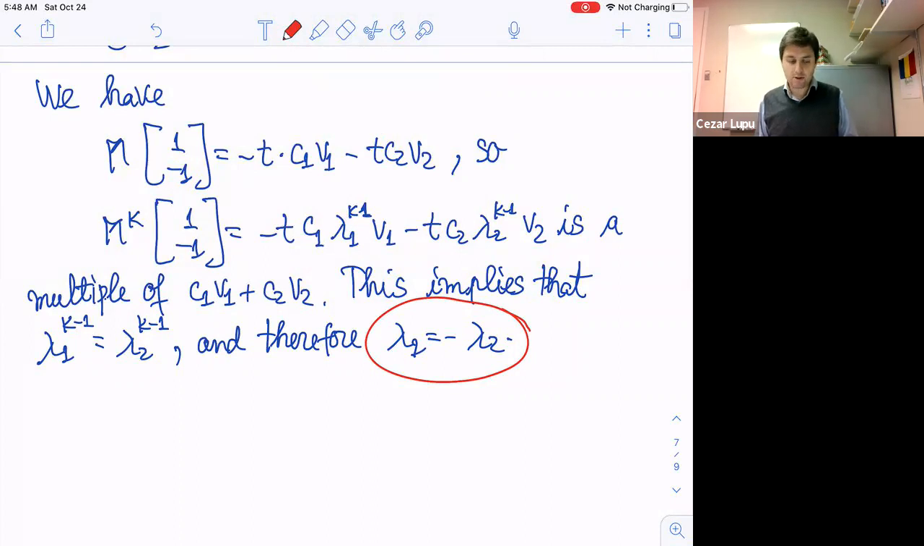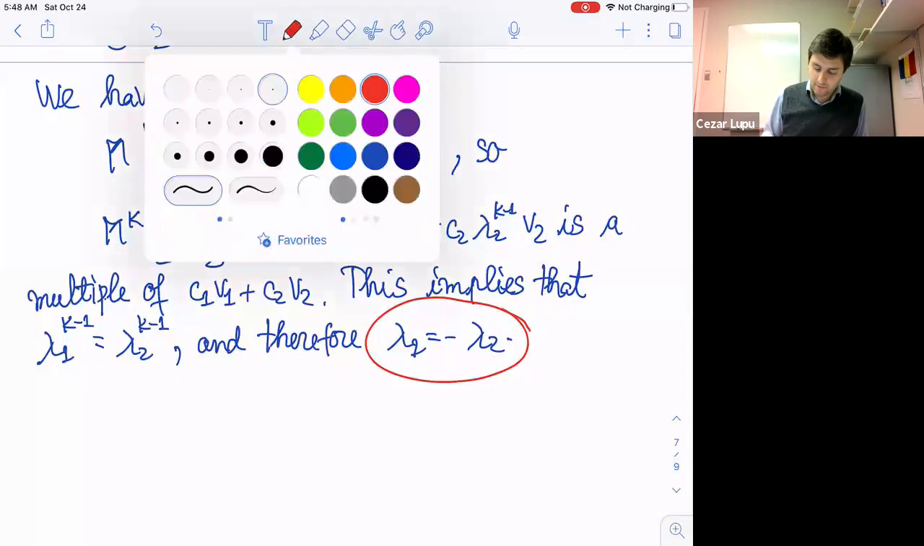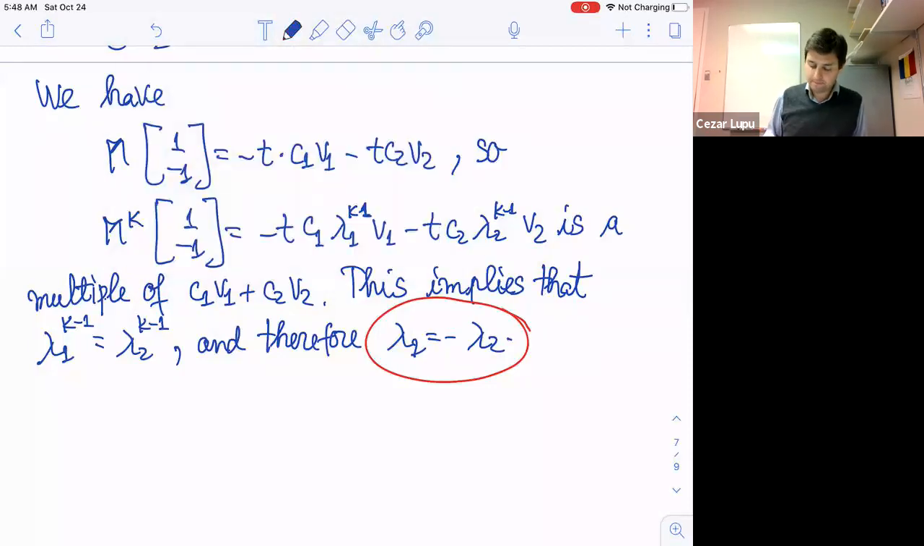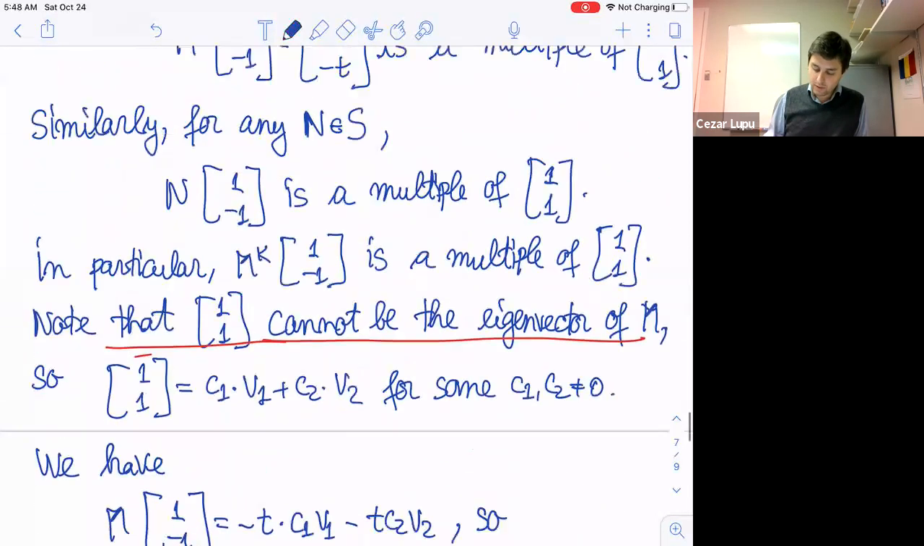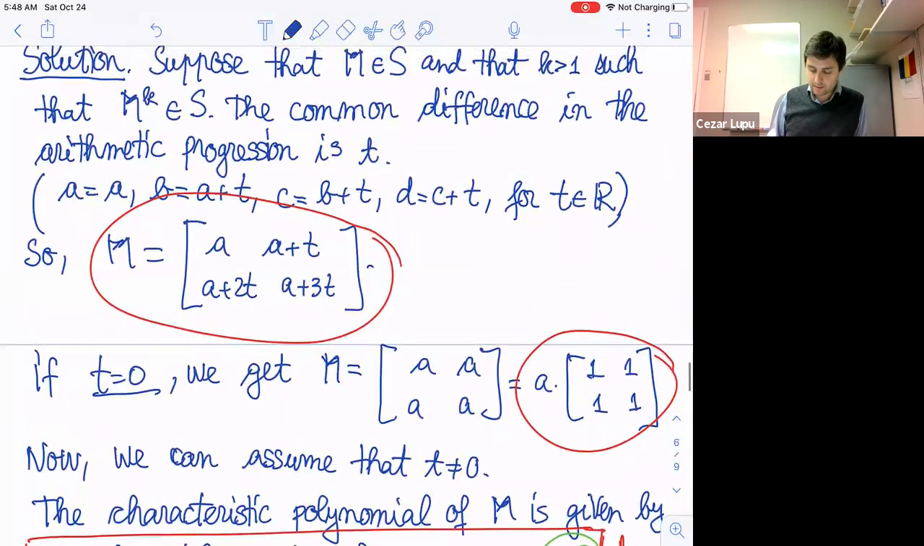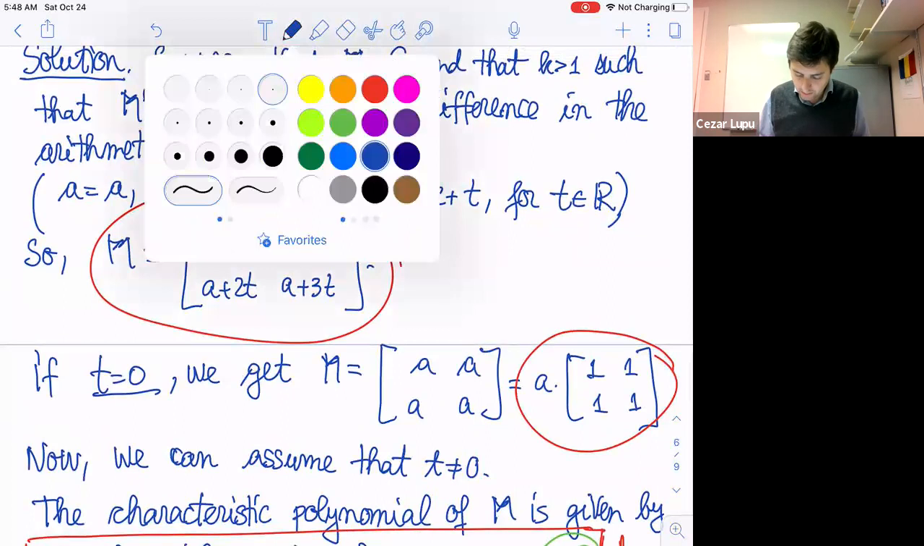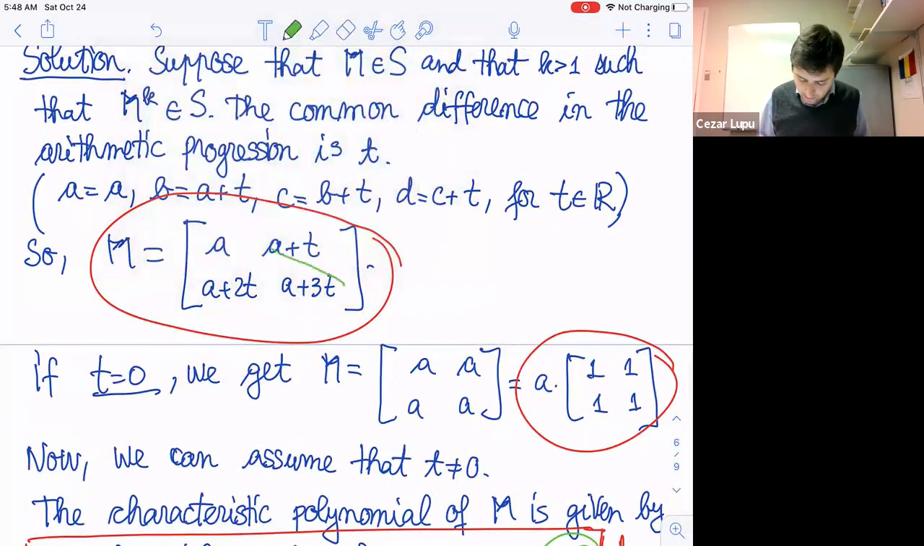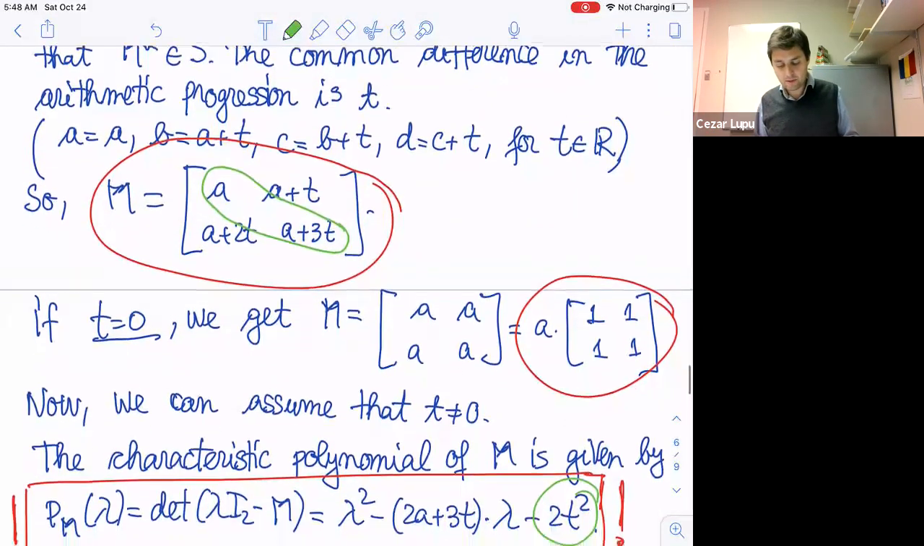But now let's look at the trace of M. So let's look at the matrix. The matrix looks like this. Look at the elements on the main diagonal. So the trace of M is 2a plus 3.